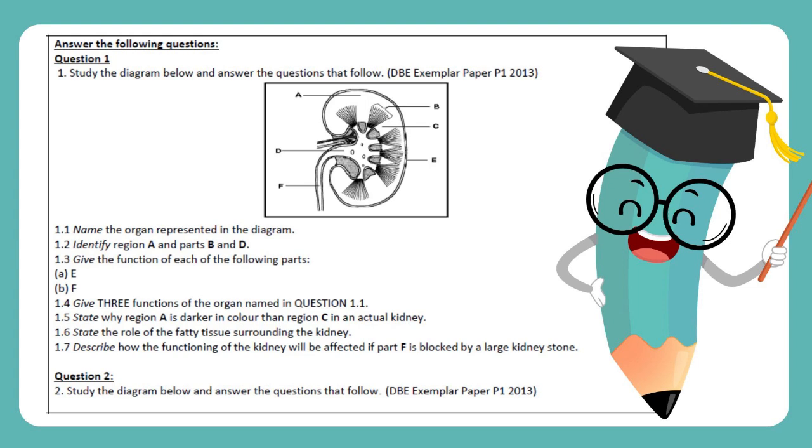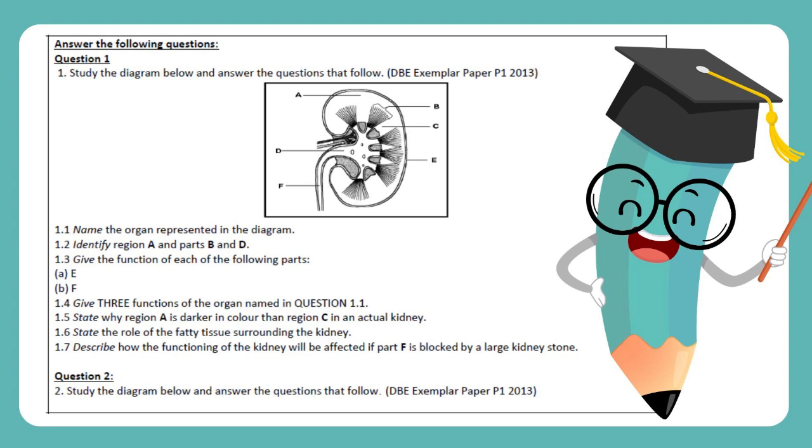Answer the following questions. Question 1. Study the diagram below and answer the questions that follow. DBE Exemplar Paper 1 2013. 1.1 Name the organ represented in the diagram. 1.2 Identify region A and parts B and D. 1.3 Give the function of each of the following parts: A, E, B, F. 1.4 Give 3 functions of the organ named in question 1.1.